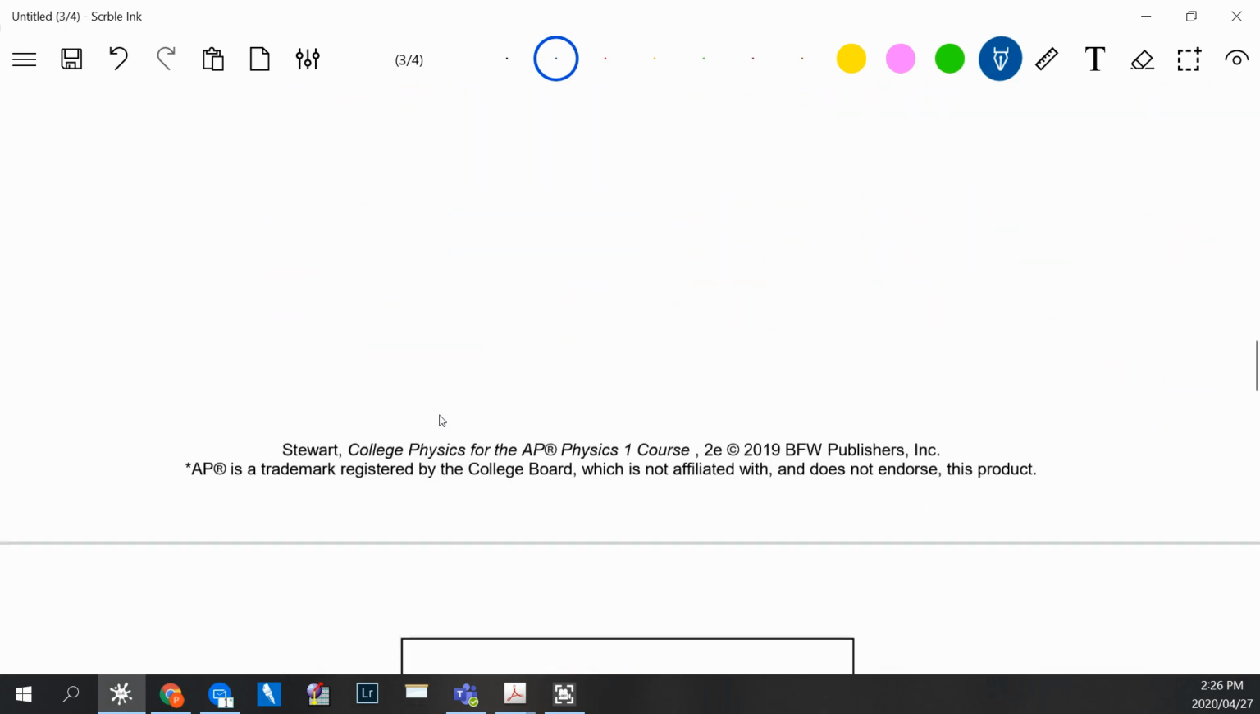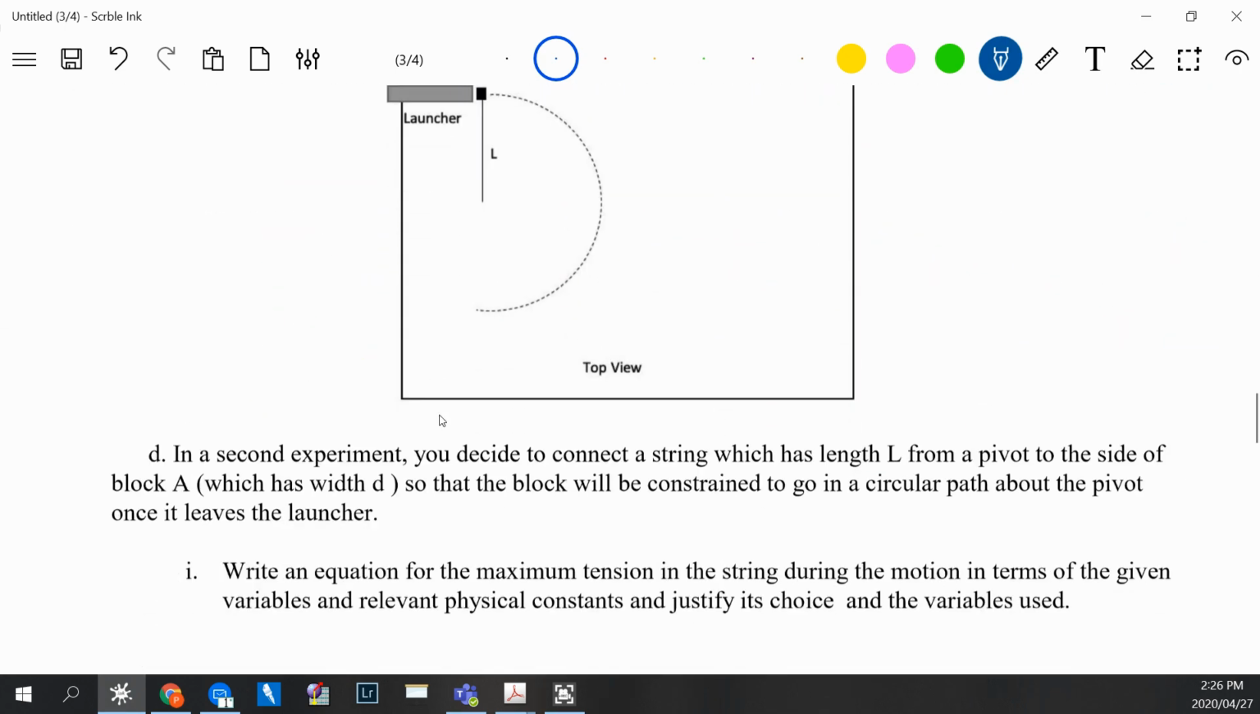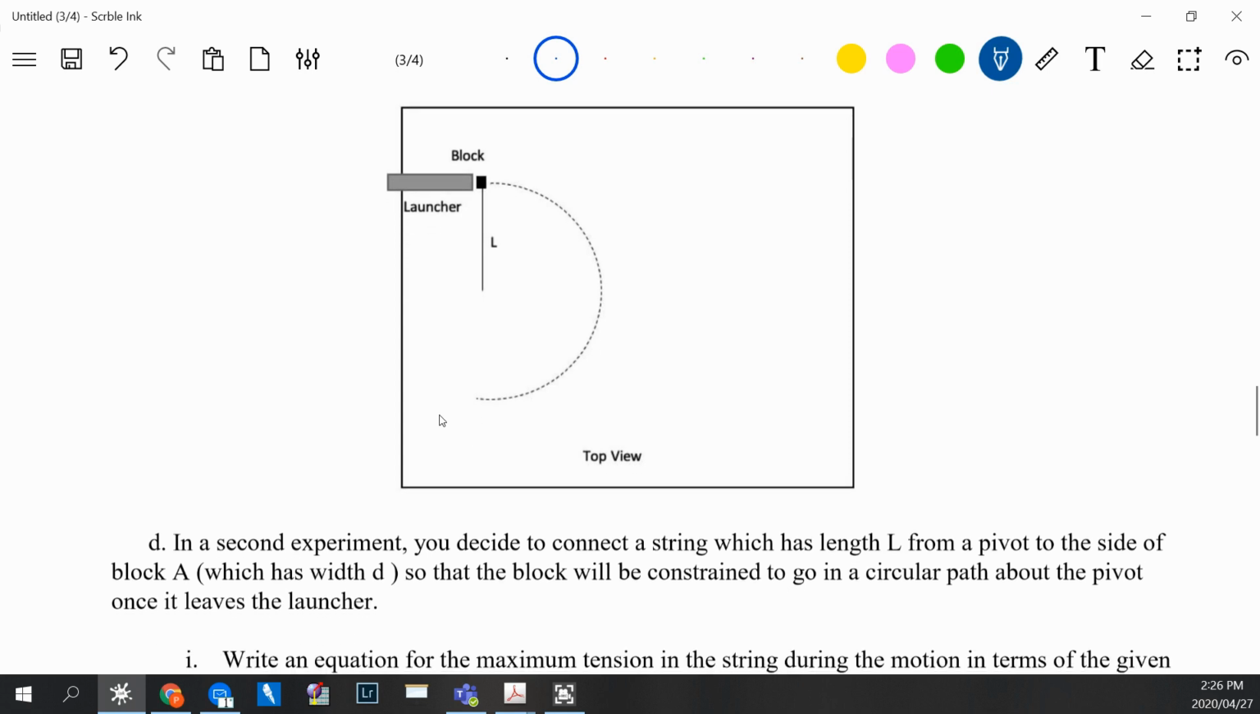Moving on to part D, which is the last part of this question. The situation is fundamentally changing here. We now are only looking at one block. And the question says, in a second experiment, you decide to connect a string which has length L. Okay, so you can see that string right there. The string has length L from a pivot to the side of block A.